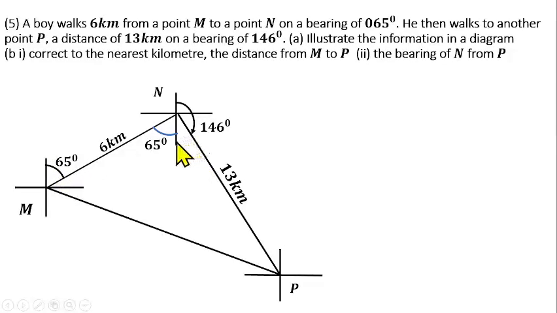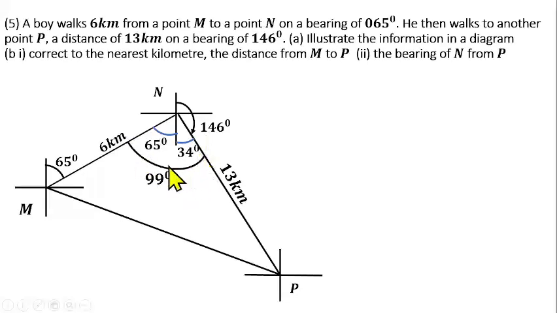Likewise, this angle here, you can find that one as well. If from north to south is 180 degrees, and we know that from here to here is 146, we can find the small angle that is left here. That should give us 180 minus 146, which is 34 degrees. So we can now know the total angle inside this triangle here, and that should be 65 plus 34, which gives us 99 degrees.